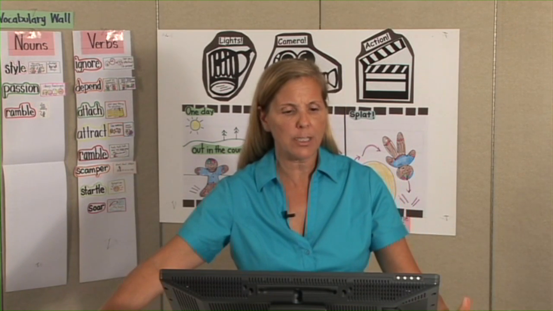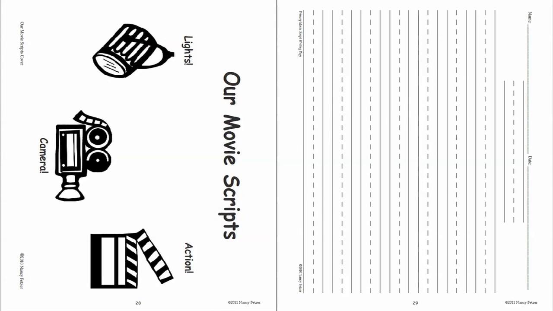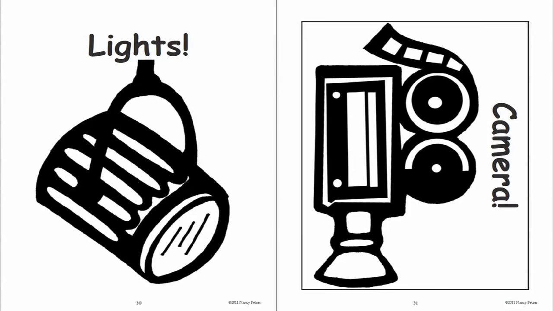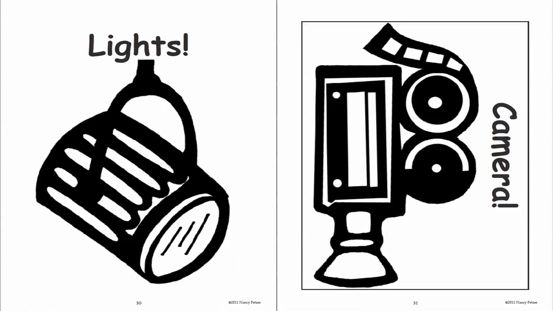Now, if you look on the next page, there's your black line master right here for the movie script homework page. And each page after that, if you wanted to make many of them, staple them together so kids have a booklet, here's a cover. Here's line paper, so if you have students who are writers and you want them to write out the movie as well, that's fine. What if you want to decorate your door with lights, camera, action? Well, there's your lights, camera, action pictures. You can do that as well.